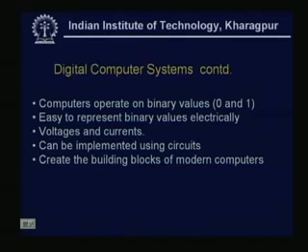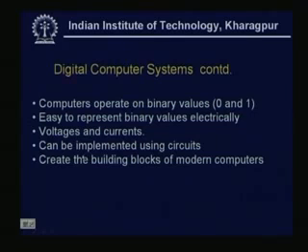Again, computers operate on binary values 0 and 1. Now why is binary used? Because it is easy to represent electrically. Already in the introductory classes we have discussed this part. When we say voltage and current, say a power supply generating a 5 volt supply, then 0 to 2 volts we mark as a 0, and 2 to 5 volts we mark as a 1. So these voltages and currents we can easily represent by 0 and 1. Now this can be implemented using circuits and create the building blocks of modern computers. So this is the main basics of computer systems.